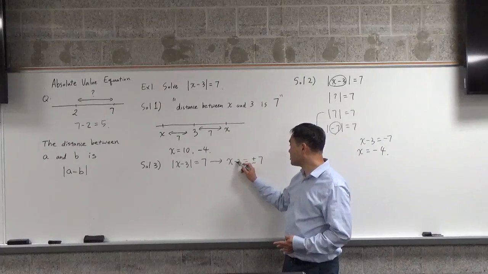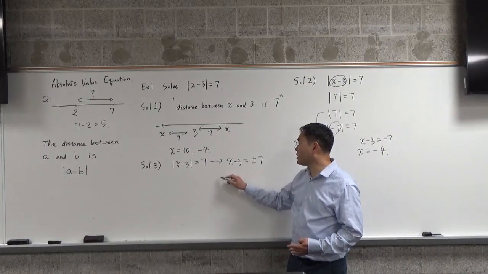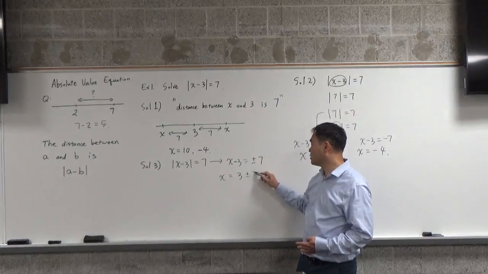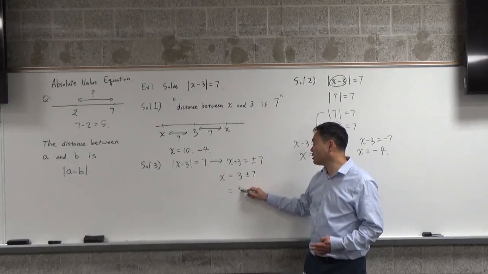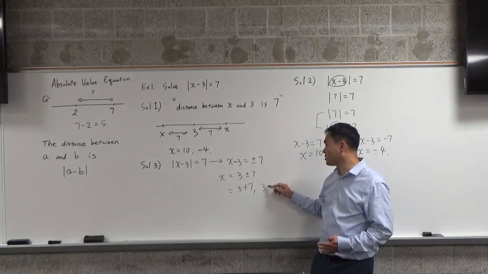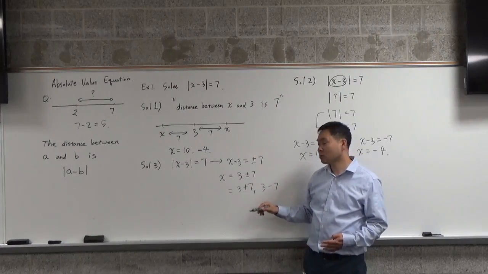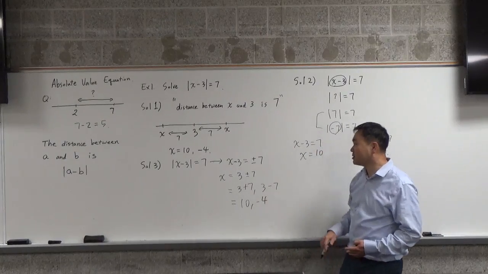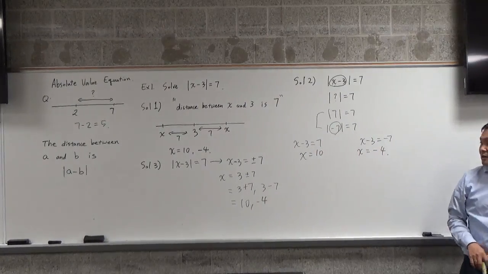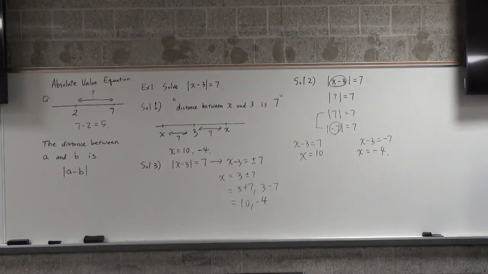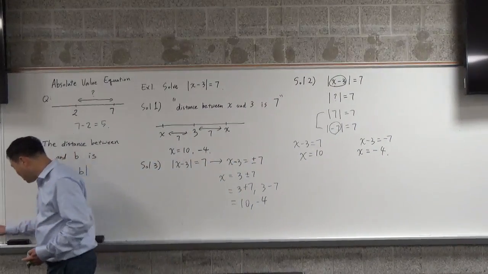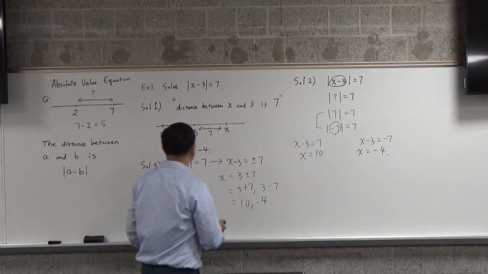Now you add 3 to both sides, which means 3 plus 7 or 3 minus 7, right? What's 3 plus 7? That's 10. 3 minus 7, that's negative 4. And that will be the quickest. Right? That will be the quickest, except there's some cases you have to be careful about this.